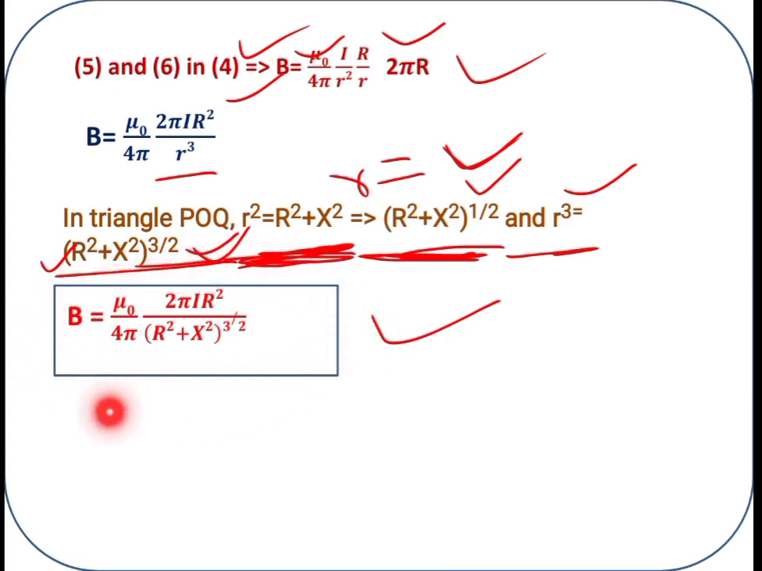If current is passing through the ring or the circular loop, then what is the total magnetic field? So this is the total magnetic field. I hope you understood this.